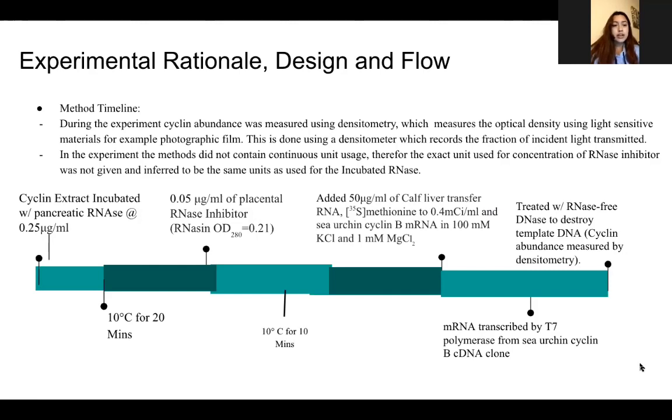After which time, there is added 50 micrograms per milliliter of calf liver transfer RNA, S-methionine at a concentration of 0.4 per milliliter, and sea urchin cyclin B mRNA, and 100 millimolar calcium chloride and 1 millimolar magnesium chloride. After this process was done, the mRNA was transcribed by the T7 polymerase from the sea urchin cyclin B cDNA clone. Once the completed experiment was done, it was treated with an RNase-free DNase to destroy the template DNA.